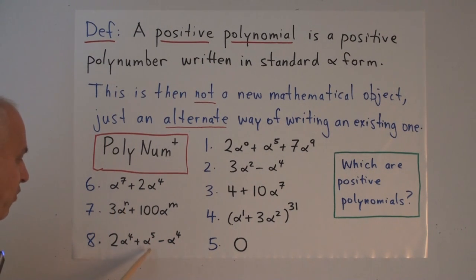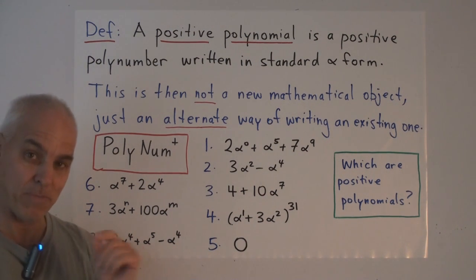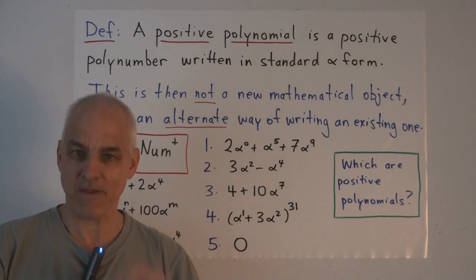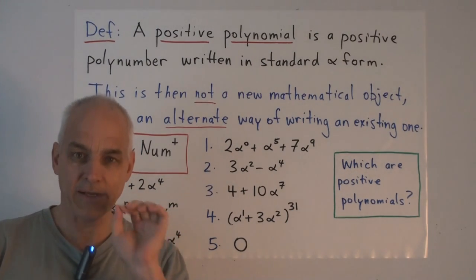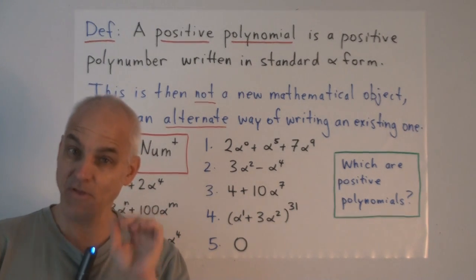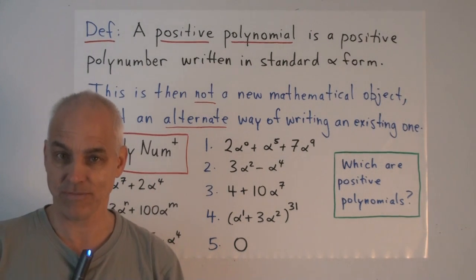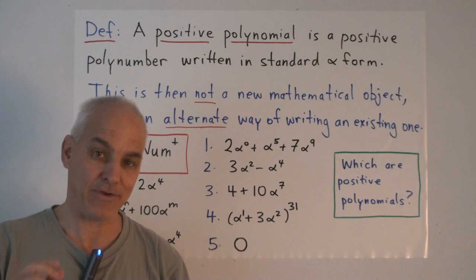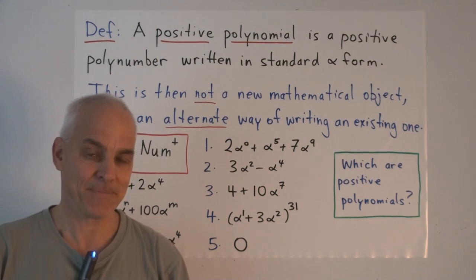How about 2 alpha to the 4 plus alpha to the 5th minus alpha to the 4? This negative sign means that it's not allowed. Even though we could simplify this to alpha to the 4 plus alpha to the 5, and if we did that then it would be a positive polynomial, right now it's not. So we're being very fussy. We're being very clear. We're only allowing objects which fulfill the specifications of the definition. This is a very good attitude to have when you're laying the foundations for mathematics.